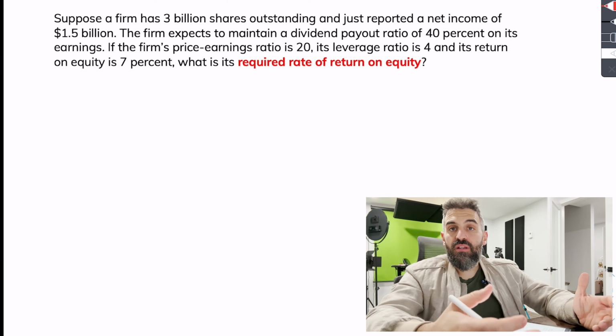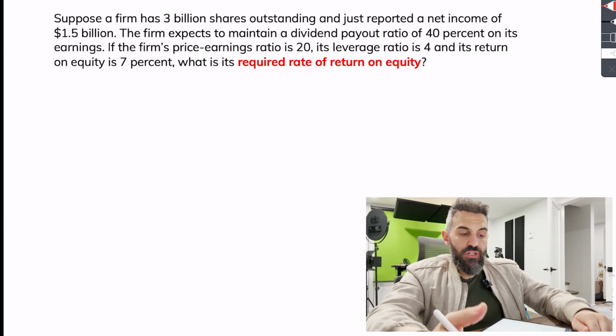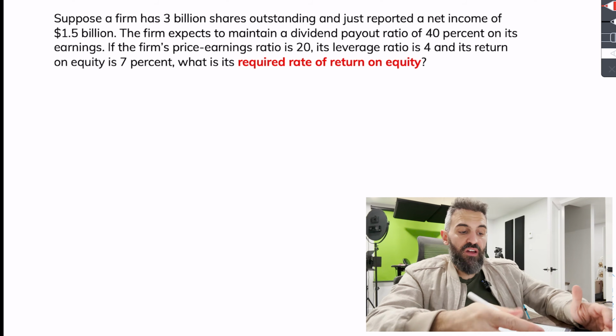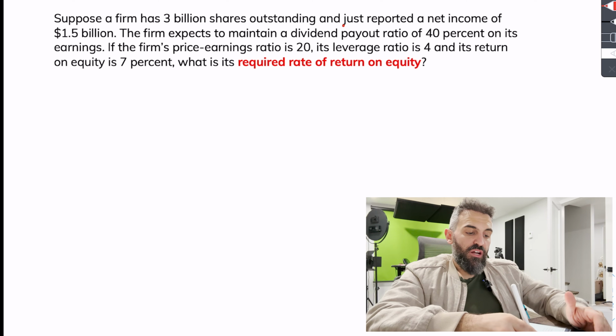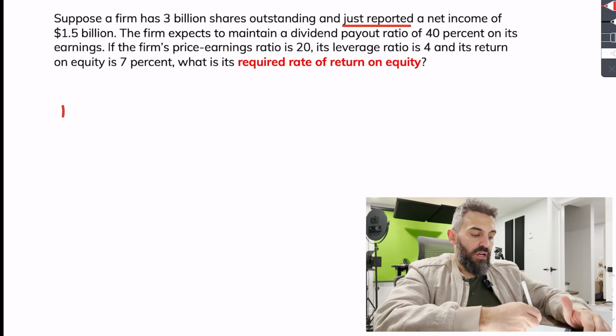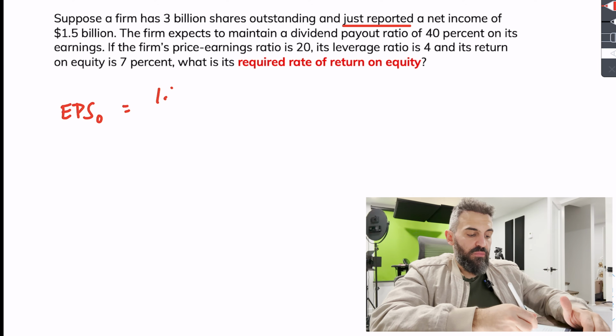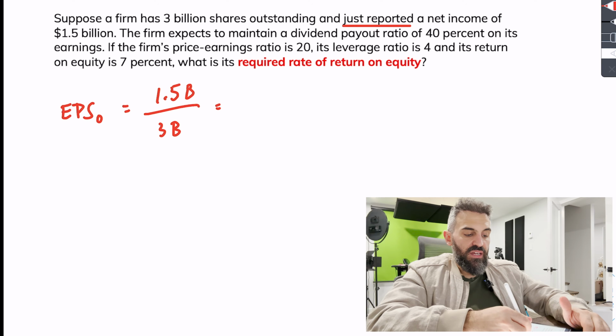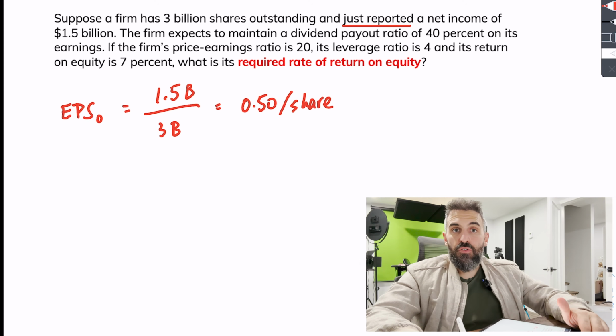It says, suppose a firm has 3 billion outstanding common shares and a net income of 1.5 billion that it just reported. So right off the bat, I know that I can calculate my earnings per share at time 0 simply by taking my net income of 1.5 billion, dividing it by 3 billion, and that is 50 cents per share. Then it says the firm expects to maintain a payout ratio of 40% on its earnings.